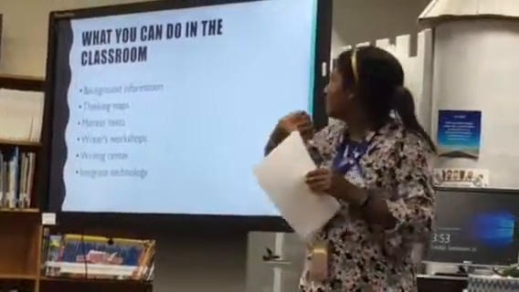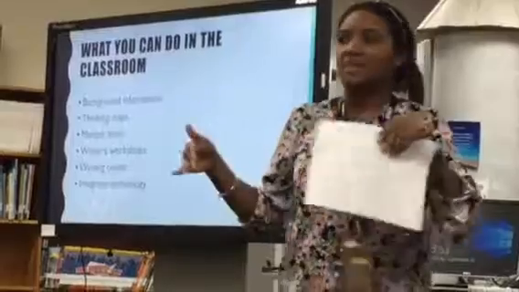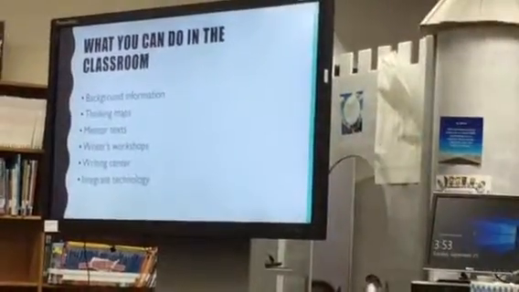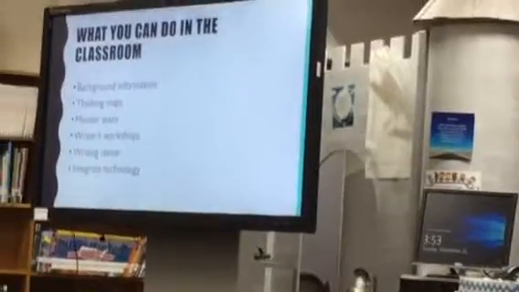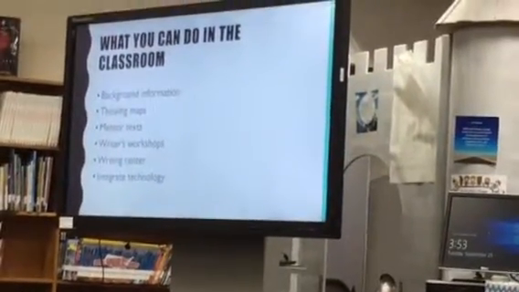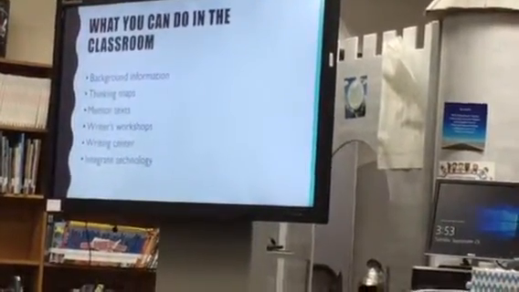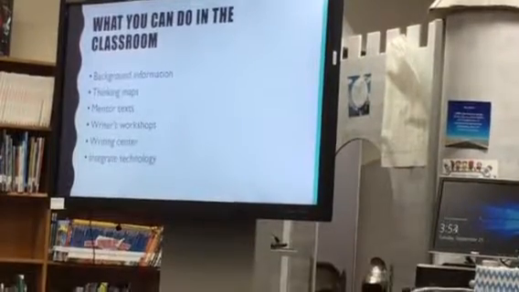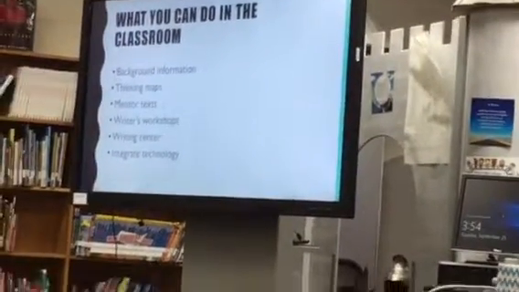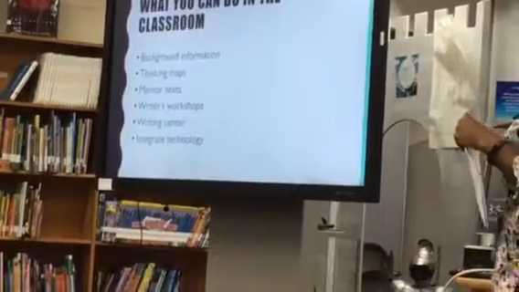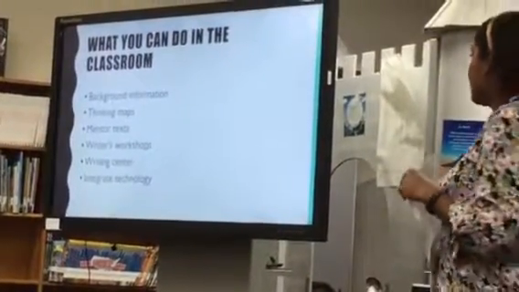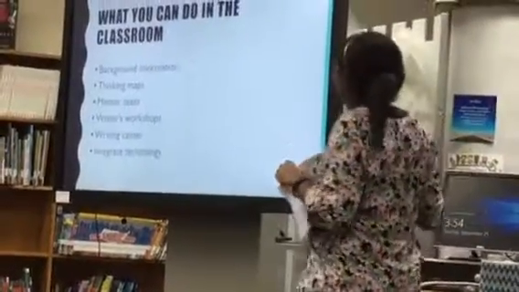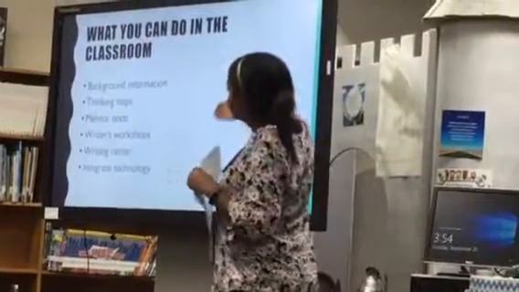So we're going to now focus on what we're actually going to do in the classroom. So we have the importance of background information, thinking maps, because several of you have started using thinking maps when students are in kindergarten, and also mentor text, writers workshops, writing center, and also integrate technology. All of those are going to be things that we do in the classroom to help with writing.